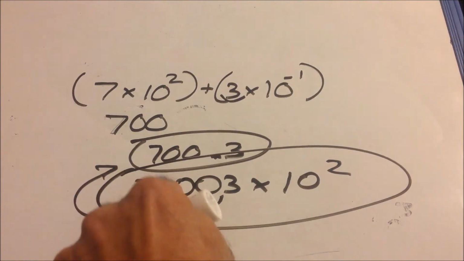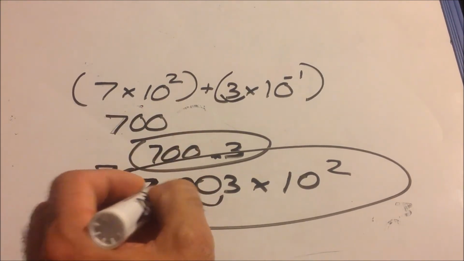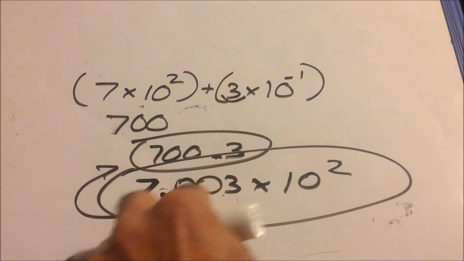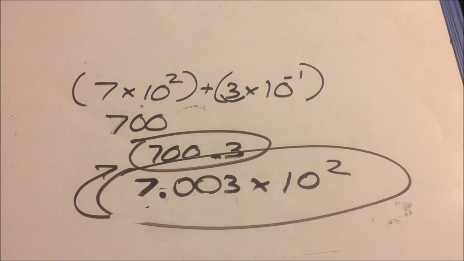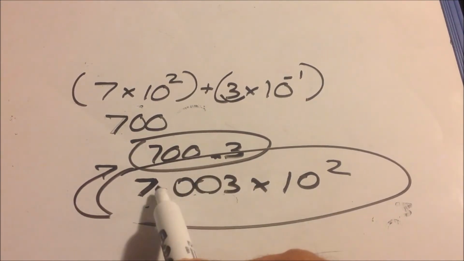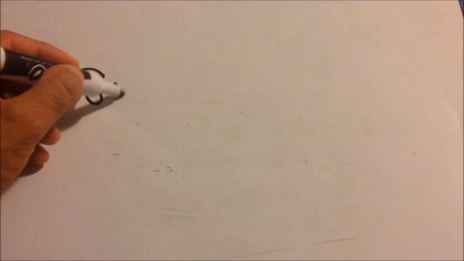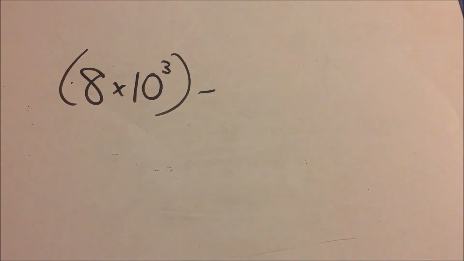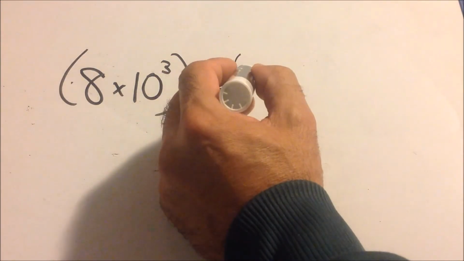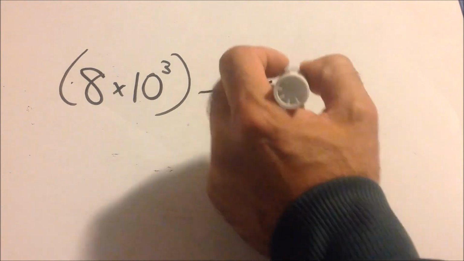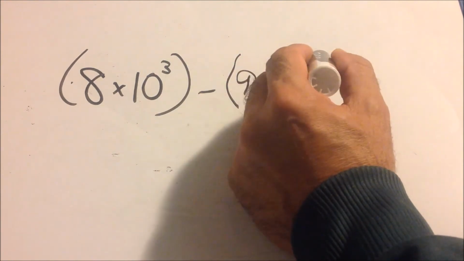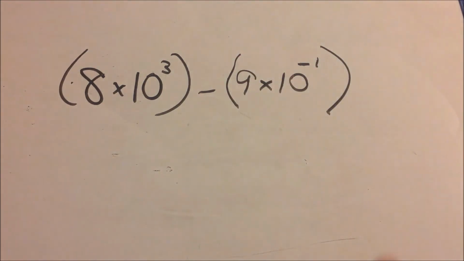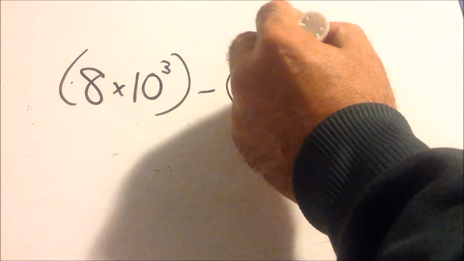So we move this decimal twice to get the same answer. There's one thing we forgot. We forgot subtraction. So let's say we had 8 times 10 to the third power, and we'll minus it this time. And we'll minus 9 times 10 to the, let's just keep it positive for now, the fifth power.